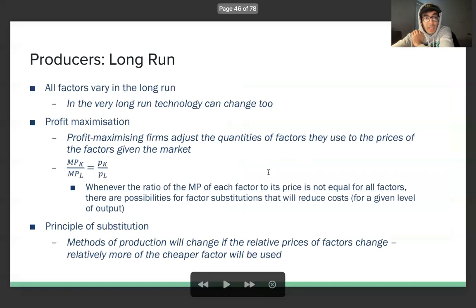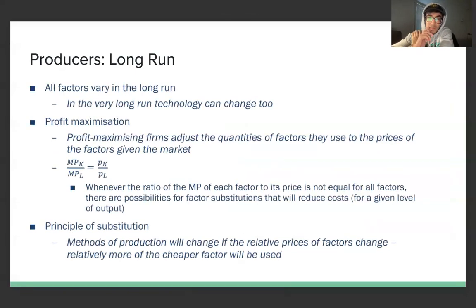Okay, let's move on to chapter 8, which is producers in the long run. So as we said, in the long run, nothing's fixed. None of the inputs are fixed. You can think of capital as variable now. So for producers now the problem is a trade-off between the quantities of both the factors, like how much capital to use and how much labor to use.